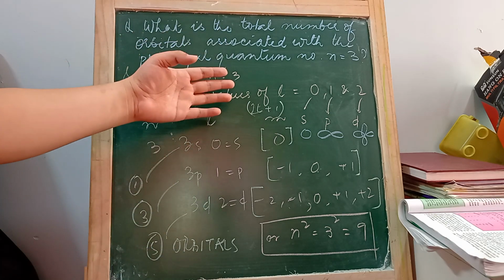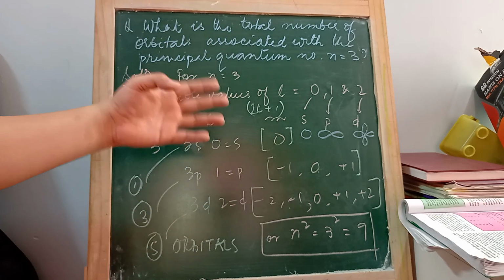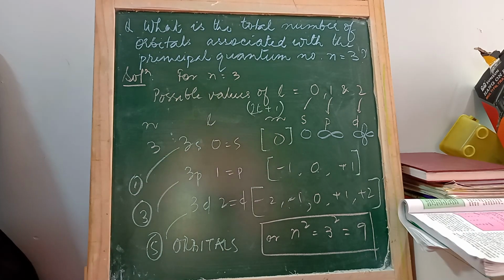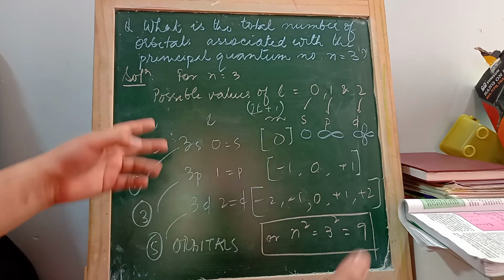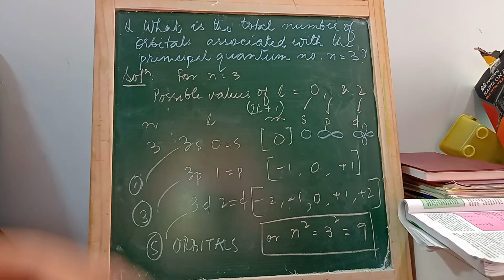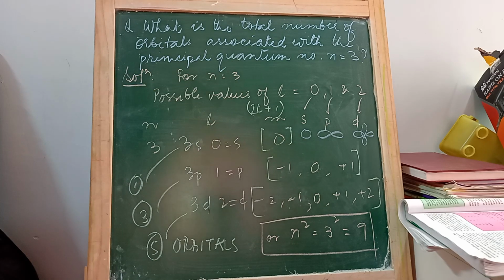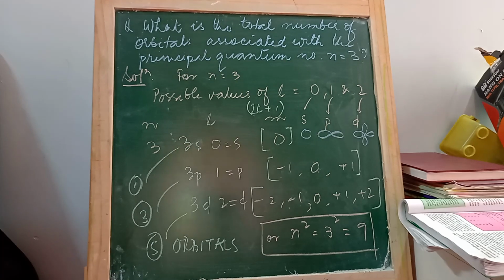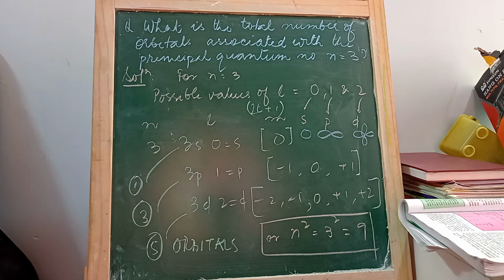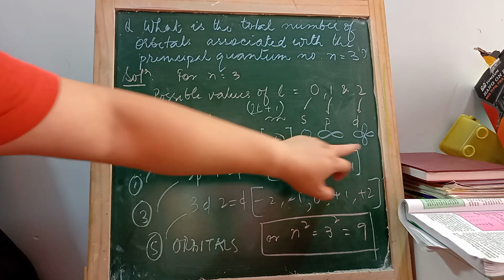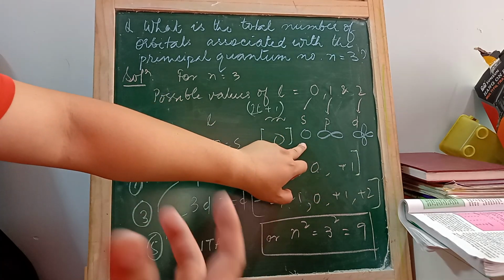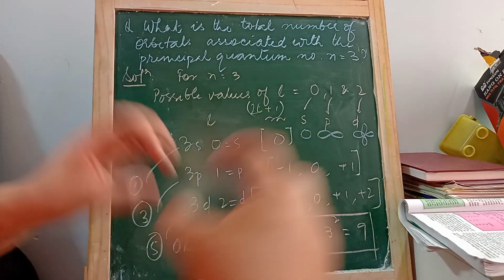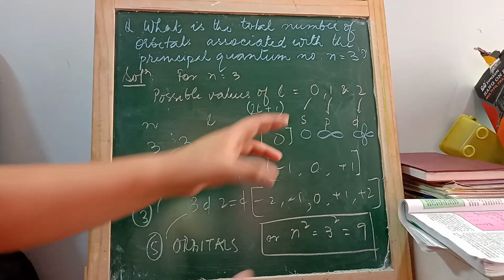Had it been 4 for the whole shell, there will be 4 squared, 16. There are 16 possible orbitals associated. Had it been 10, if the principal quantum number is 10, then 10 squared is 100. So there will be 100 possible orbitals. I hope it makes things clear. These are shapes. S is a spherical shape, p orbitals are dumbbell shape, and d orbitals are double dumbbell shape.